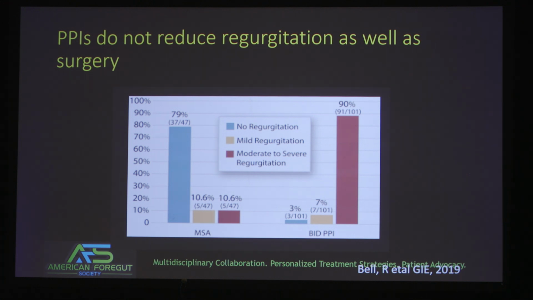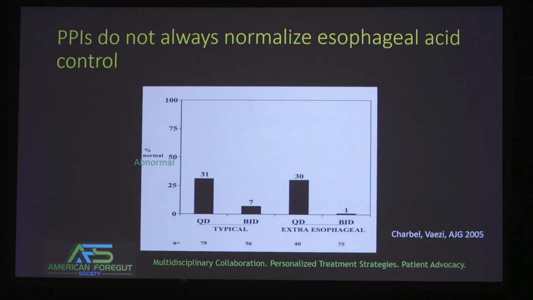This has been amply indicated and pointed out in the preliminary results at 6 months of a randomized trial that Reg Bell is the first author of, comparing magnetic sphincter augmentation to double-dose PPI in patients with continued regurgitation despite being on a proton pump inhibitor. The MSA group is on the left, the BID PPI group is on the right. Basically, it's very clear that there's blue, no regurgitation in the MSA group, very few with no regurgitation or even mild regurgitation in the PPI group. So the symptom matters, particularly if it's regurg.